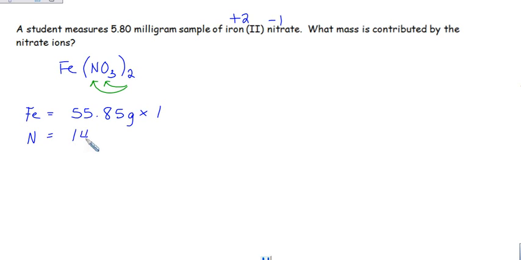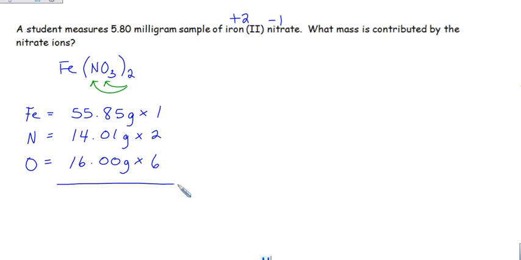Nitrogen is 14.01 grams. There are 2. Oxygen is 16 grams. There are 6 of them. I'm going to plug all this in and add them up. Remember, that 2 only goes to the polyatomic ion, not to the iron. Okay, so we're looking at 179.87 grams.